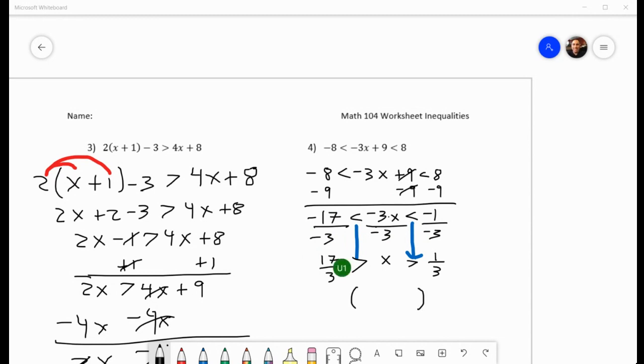So as an interval, we have 1 over 3. The smaller number is always on the left of the interval, smaller to bigger. 1 over 3, comma, 17 over 3. That's our interval now.